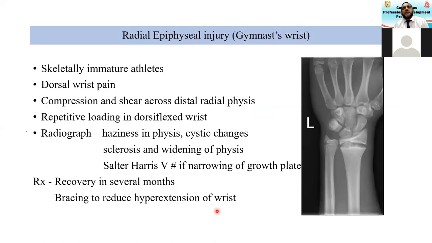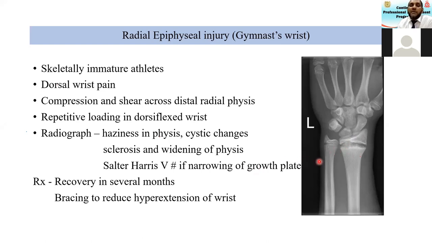The other condition is radial epiphyseal injury, which is commonly seen in skeletally immature athletes. We call it gymnast wrist, where you can see that the distal radial epiphysis is widened and sclerosed. This commonly presents with dorsal wrist pain, which we discussed earlier. Compression and shear force in the distal radial epiphysis lead to sclerosis and widening of the physis. In some cases it can go into a Salter-Harris type 5 fracture, which we'll discuss later, and if there's narrowing, the growth plate can be compromised.